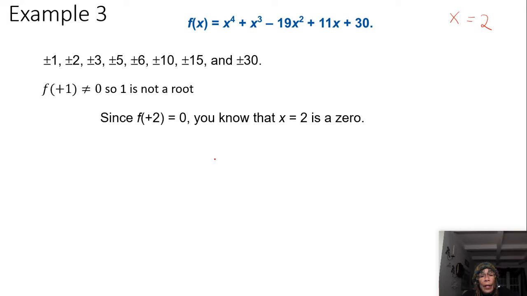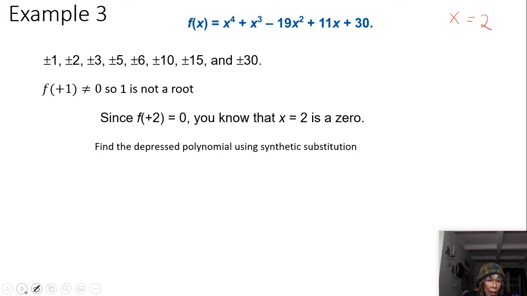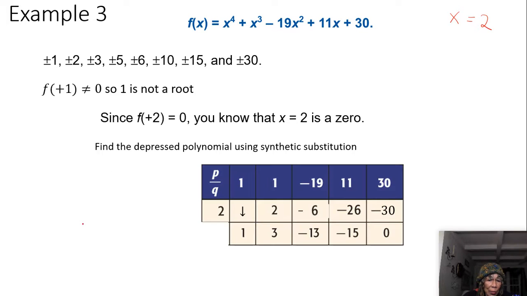So that is my first 0. So now, what I'm going to do is use synthetic division to see what's left when I pull the 2 out of there. So I will find the depressed polynomial. So using synthetic division, I will put down 1, 1, negative 19, positive 11, 30. And then I am, of course, dividing by 2. So I drop the 1.